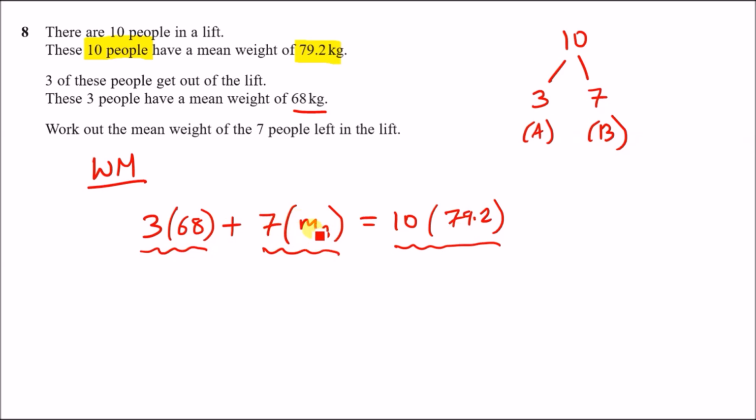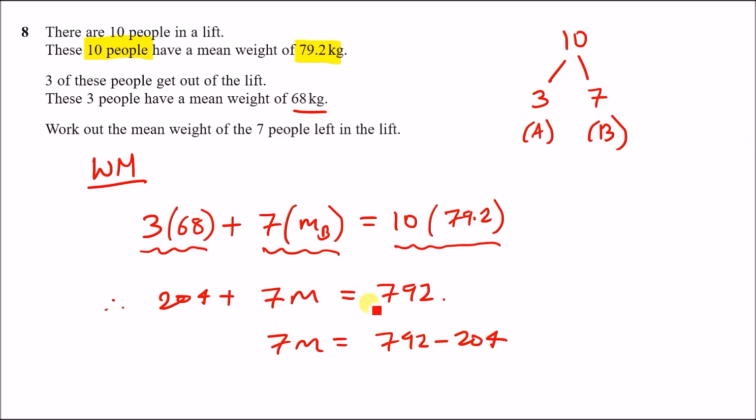To do it, make M the subject. First multiply this out: 3 times 68 gives us 204, plus 7M equals 10 times 79.2, which is 792. To make M the subject, subtract 204 across. So 7M equals 792 minus 204. Put this in a calculator, and lastly divide that by 7. When you divide your final result by 7, you should get a mean weight of 84 kg. And this is the mean weight of group B.